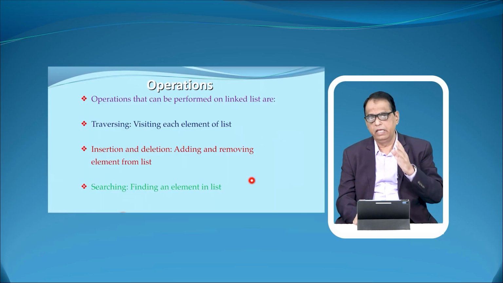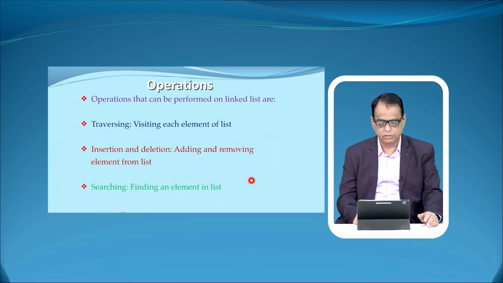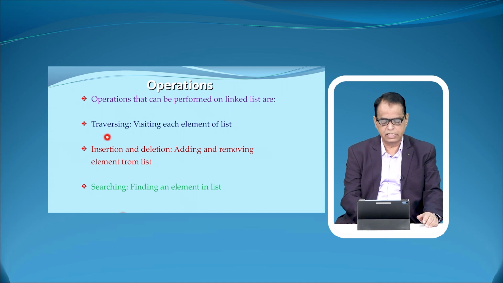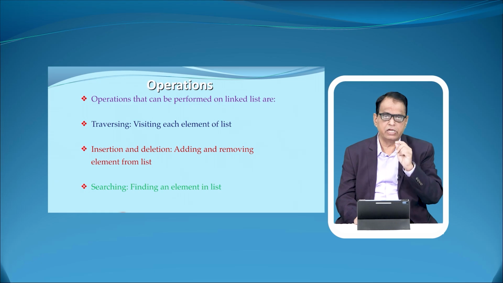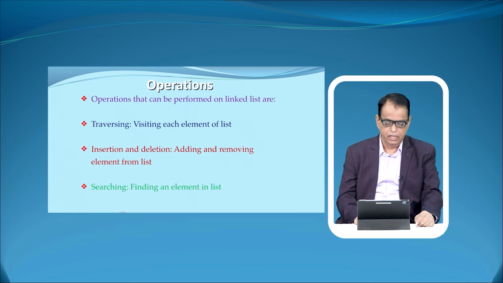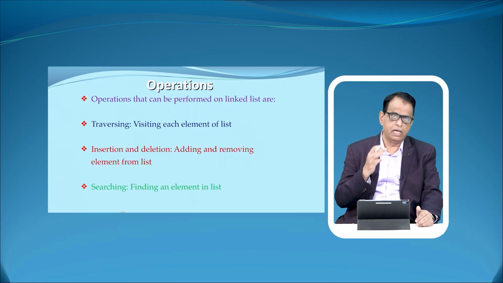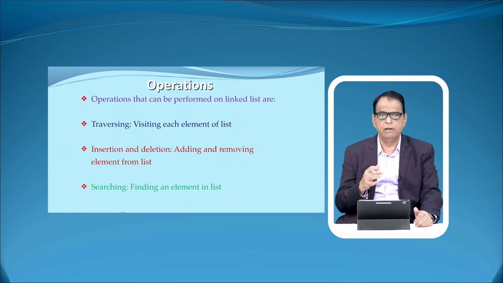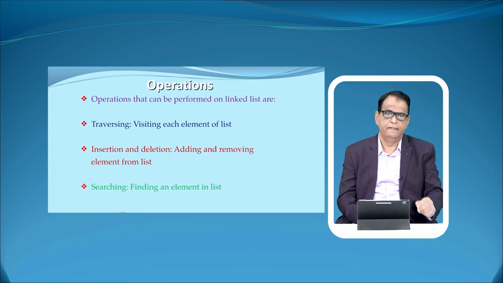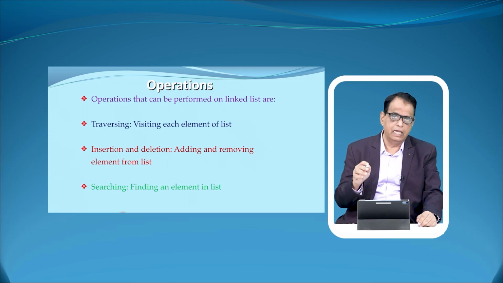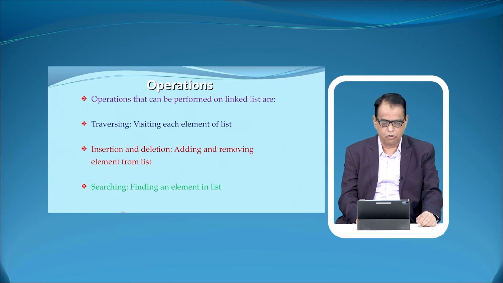Now, whenever we have been given a linked list, we can perform operations such as traversing. Traversing operation means we will visit each and every element of the linked list. We can perform the operation of insertion, where we can add a new element into the linked list. We can perform the operation of deletion, where we will remove an existing element from the linked list. And whenever we have been given some key element, we can search whether that key element is present in the linked list or not.